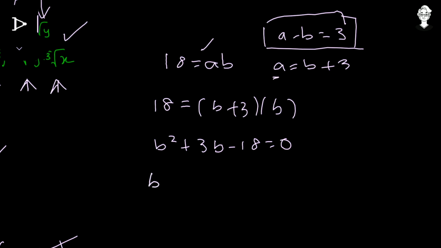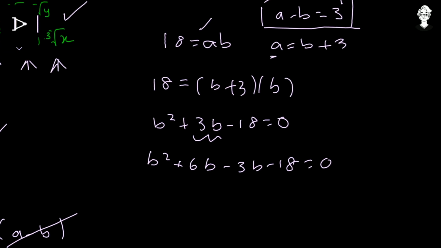Yes, it's very simple. So b squared plus 6b minus 3b minus 18 equals 0. The 3b was split as 6b minus 3b, and also look that 6 times negative 3 gives me negative 18. It's a normal way to factor a quadratic equation. Taking b common, so b plus 6. Taking negative 3 common, so b plus 6.